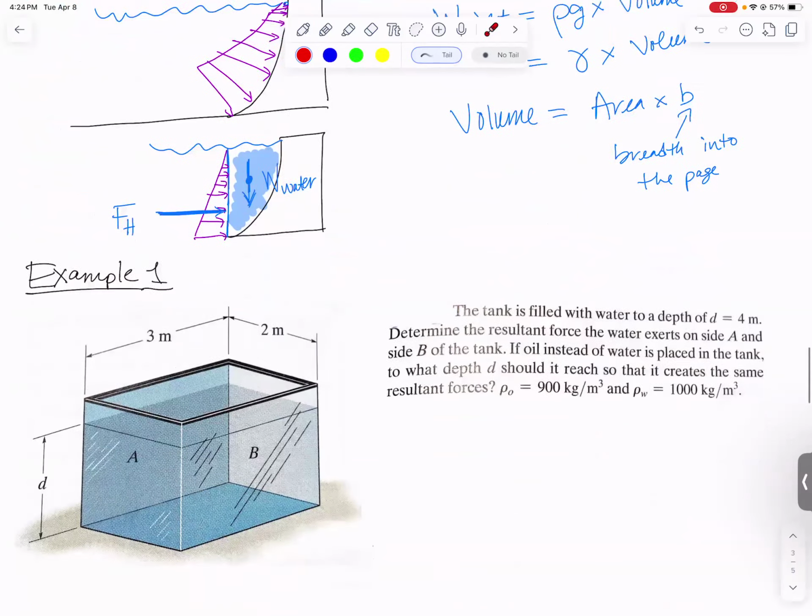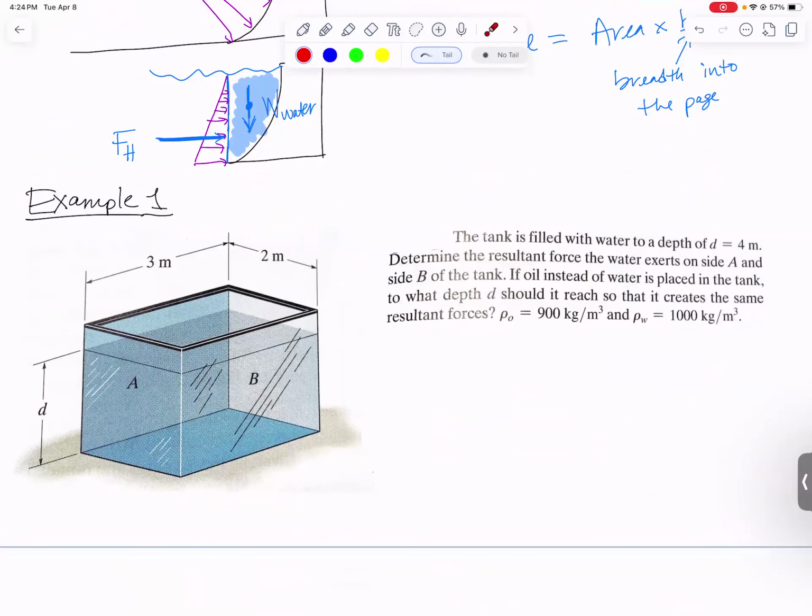Let's do 2 quick examples to practice this. So first we have this big tank. I think it looks like a fish tank, although it's 3 meters by 2 meters. It is a giant fish tank, so maybe one at your local aquarium or something. And we're told the tank is filled with water to a depth of 4 meters. And we were supposed to find the resultant force that the water exerts on one of the ends, A, and one of the sides, B.